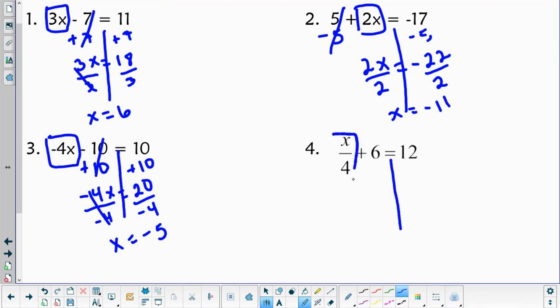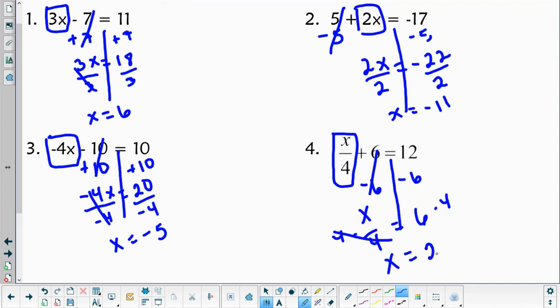All right, in number 4. Okay, right now, x and this 4 are connected, so I can't touch that yet, but I can move the 6. So I'm going to subtract 6 from both sides. So I have x divided by 4 equals 6. And then just like in our examples on the page before, when you have division, the inverse is to multiply. So we're going to multiply both sides by 4. So we get x equals 24. Okay, and just like before, if you want to double check these, you can take your answer and substitute it back into your equation. 24 divided by 4 plus 6 does give us 12.